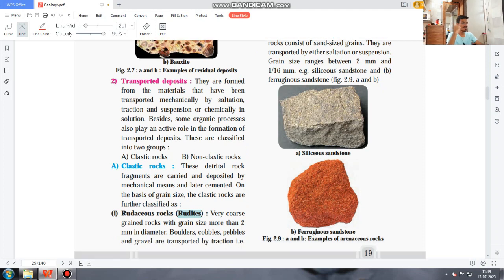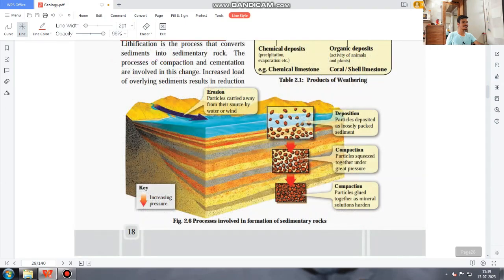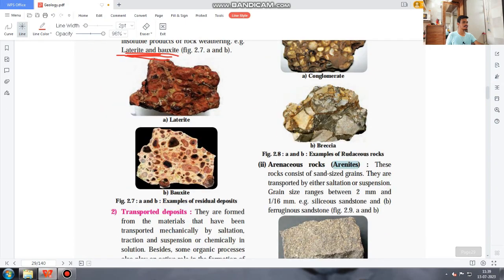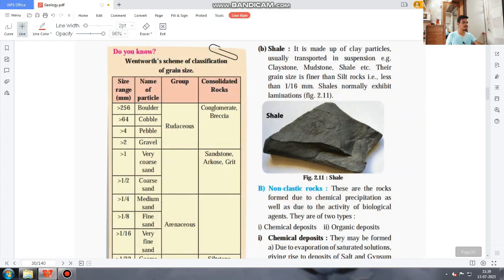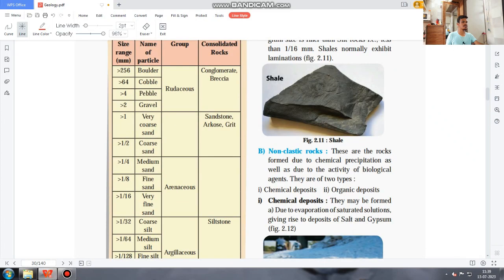Transported rocks are divided into clastic and non-clastic. Clastic rocks are rudaceous, then arenaceous, then argillaceous. Argillaceous has 2 types.